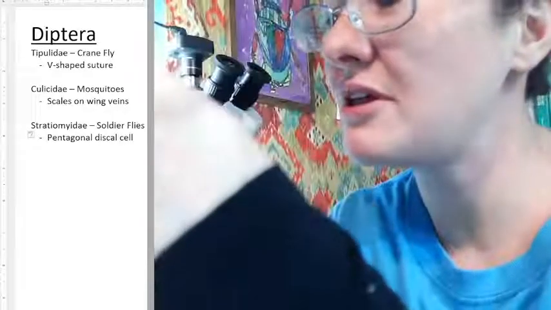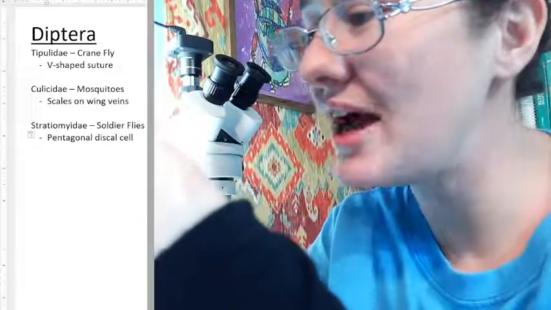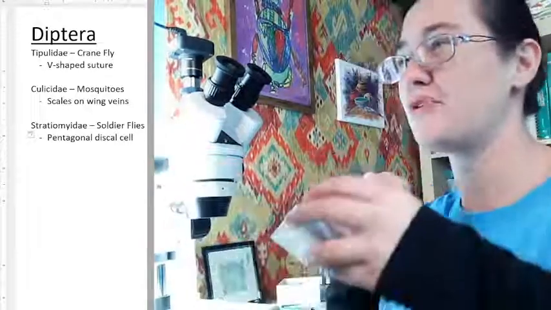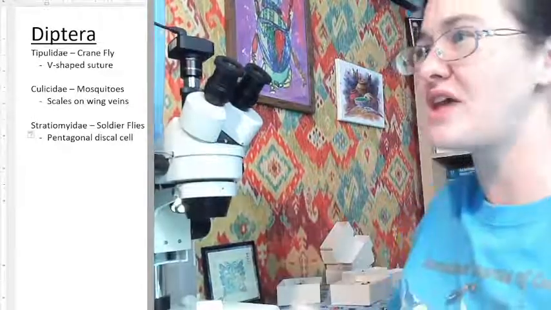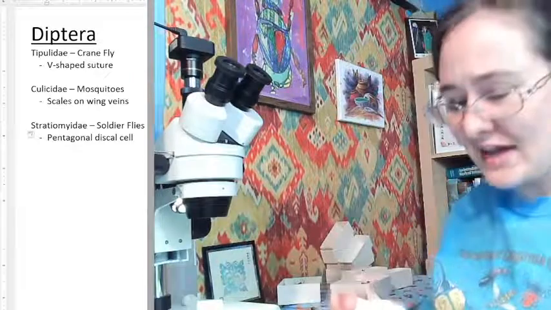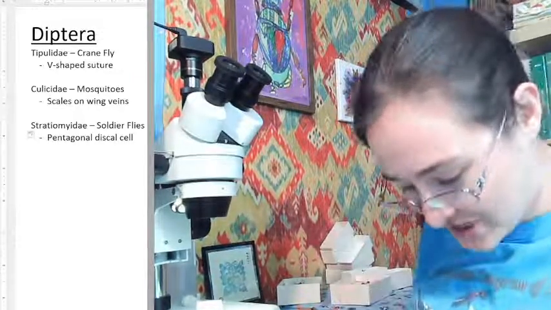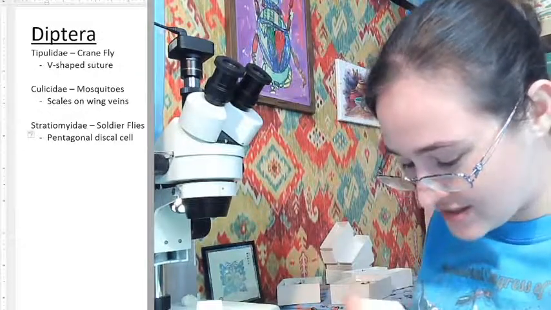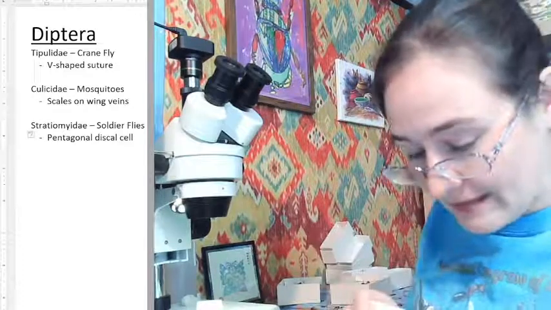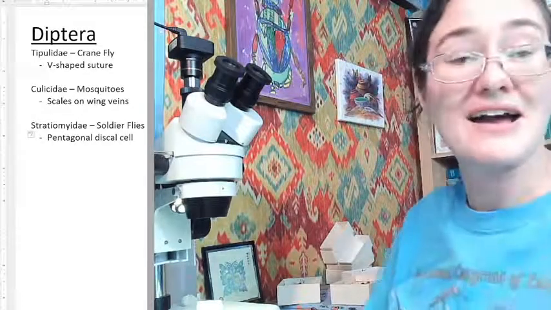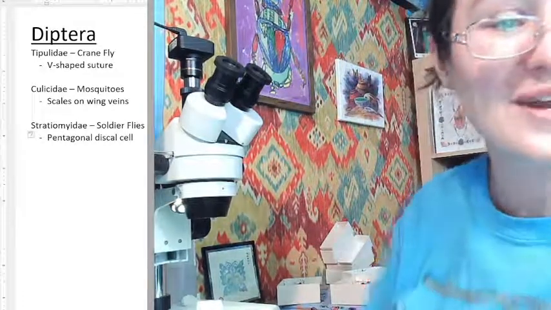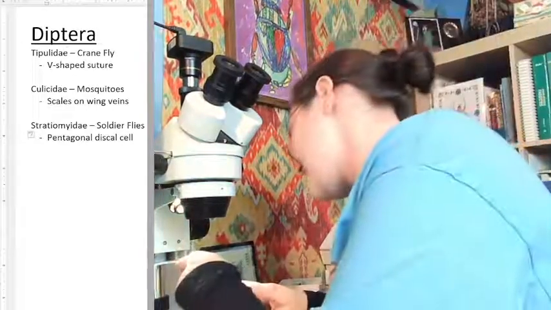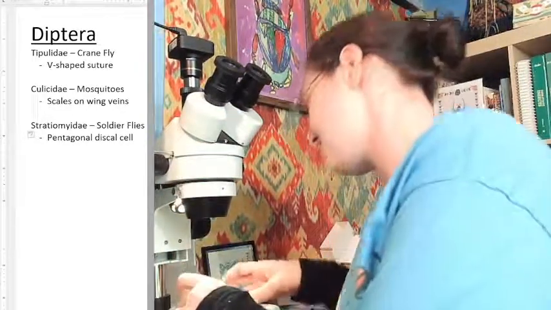These guys tend to be a little bit meatier flies. They tend to be stocky and bulky and heavy, and they also tend to fly really heavy in the air. Those are just observations that I've made from them in the past. Now, the characteristic to identify the horse and deer flies is actually pretty simple.